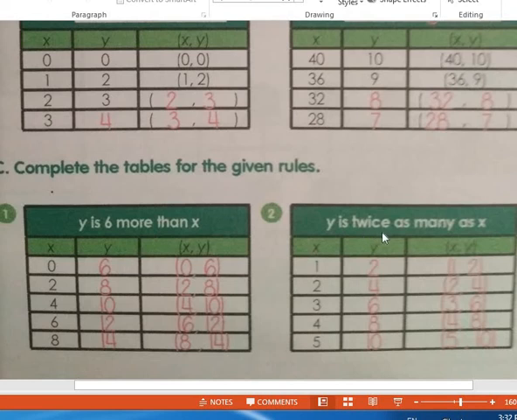So twice here, do I make plus or times? Times, miss. Right. So here 1 times 2 is 2. 2 times 2 is 4. 3 times 2 is 6. 4 times 2 is 8. 5 times 2 is 10. Bravo, my dear students.